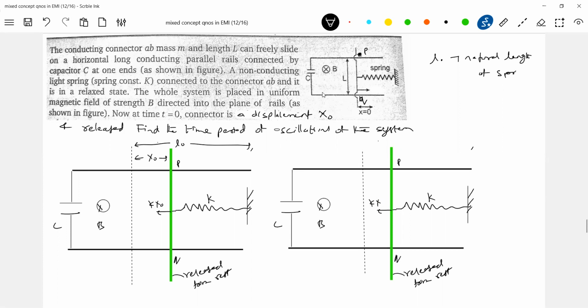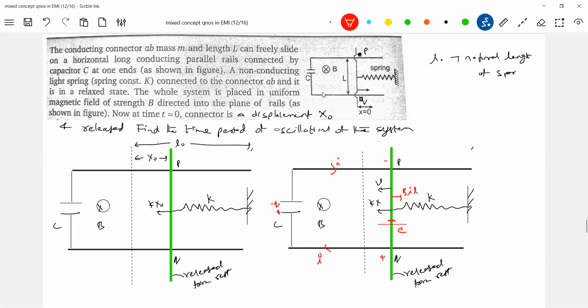So B bar is into the plane. Check it: which end of the rod will be at higher potential? The velocity of the rod will be in this direction. Then in what direction will the induced current flow? B cross velocity, so this end will be at higher potential and this will be lower potential. So I can replace it with a cell here, with charge Q and minus Q. The induced current will flow in this direction. So how will the BIL force act on the rod? B cross current, so the BIL force will be acting in this direction.